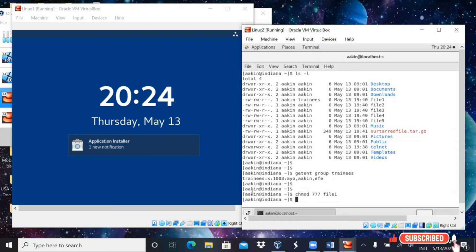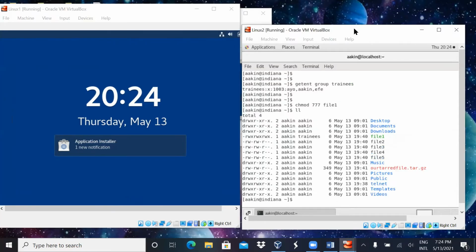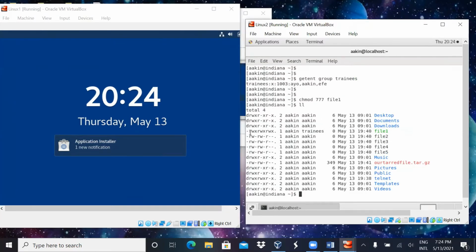What do I have now? Because I am the owner, they didn't ask me for sudo. Akin is working; Akin is the owner. So if I do ls -l now, or ll, I'm going to see that same file now has read write permission for the owner, read write permission for the group, and read write execute permission for the whole world.